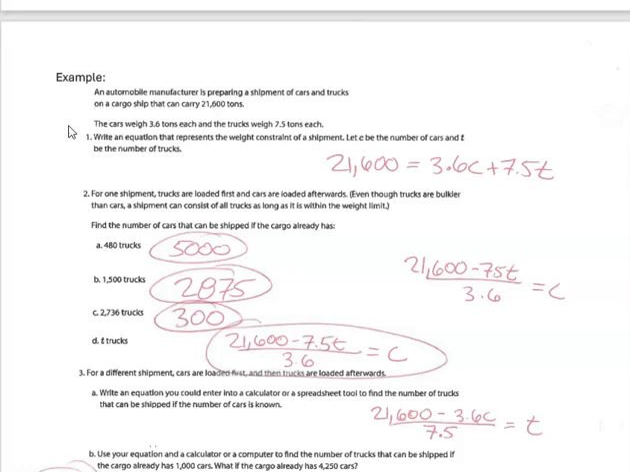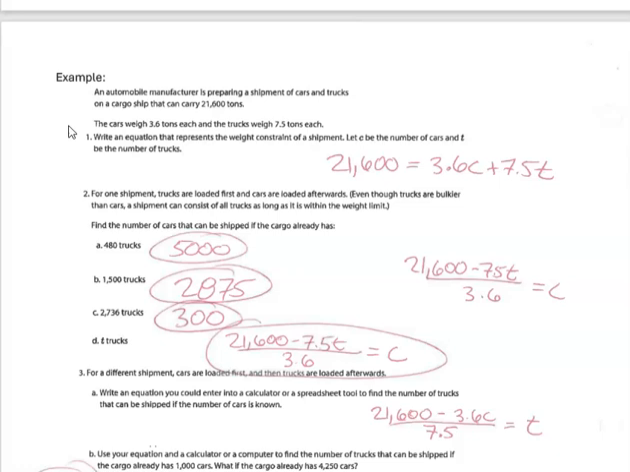This one, once again, had to do with a situation where you have a certain maximum amount. It says that a ship can carry 21,600 tons, and a car weighs 3.6 tons, and a truck weighs 7.5 tons. They were hoping that you would go through the process of just cranking through it without writing an equation. Nope, actually this time if I look at it again, number 1 does ask for the equation, and we came up with the equation of 21,600 equals 3.6c plus 7.5t. So that's the equation we're working with.